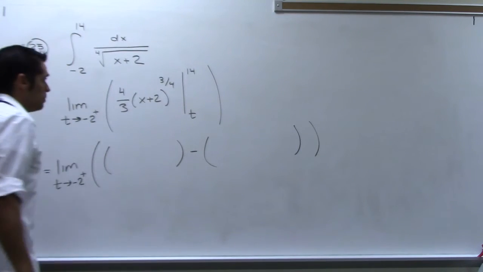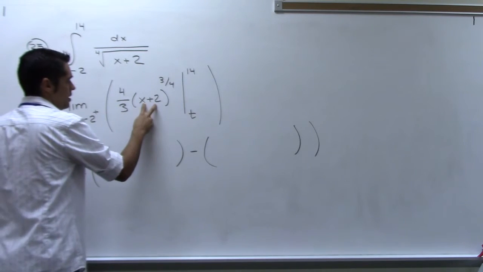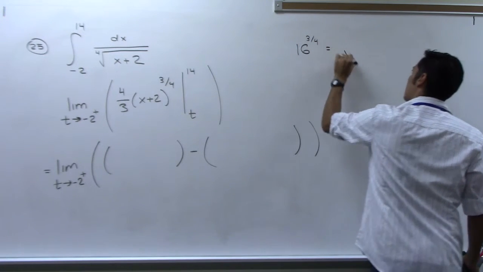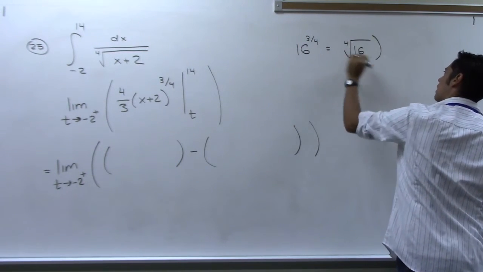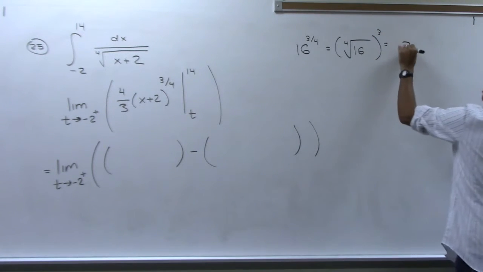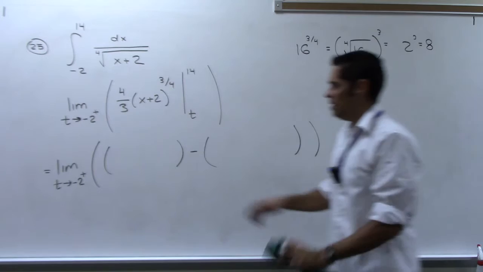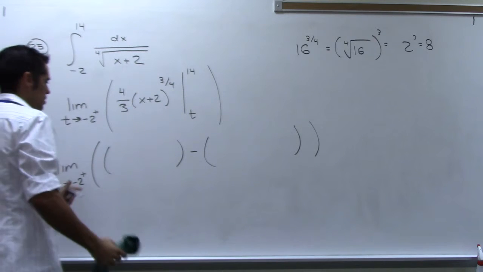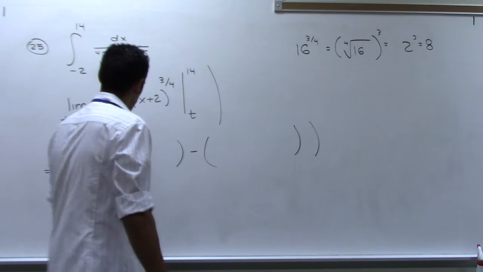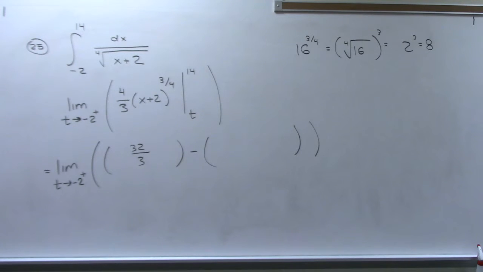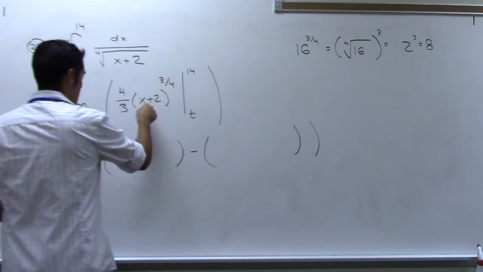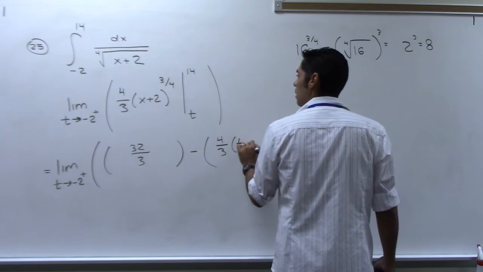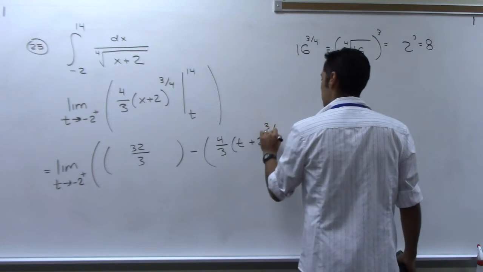All right, so we plug in 14 first. So 14 into here, we get 16. 16 to the 3/4 is the same as the fourth root of 16 cubed. The fourth root of 16 is 2. 2 cubed is 8. So when we plug in 14, we get 8 here. Then times 4. 8 times 4 is 32. 32 over 3. And then we plug in t. So replace t in here. We get 4/3 (t plus 2) to the 3/4.